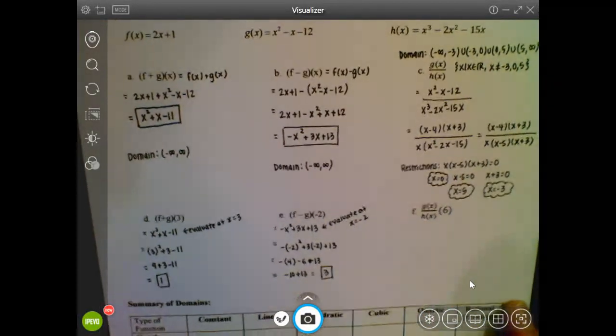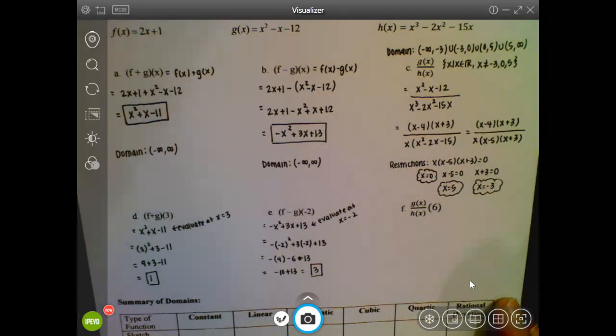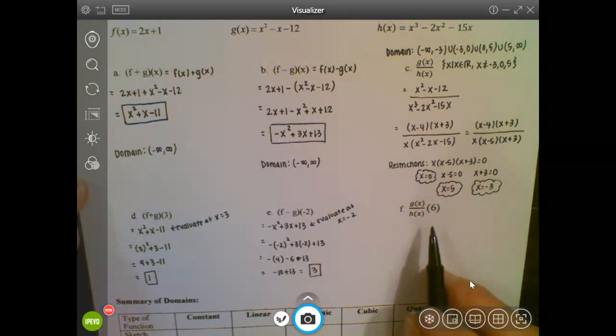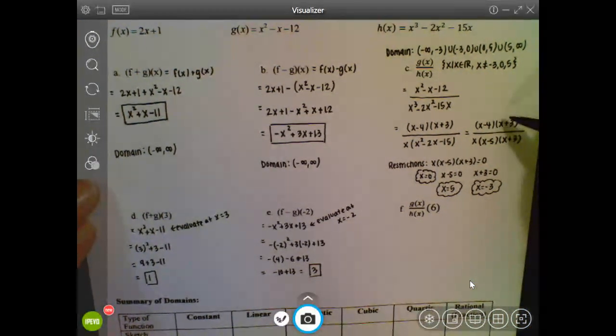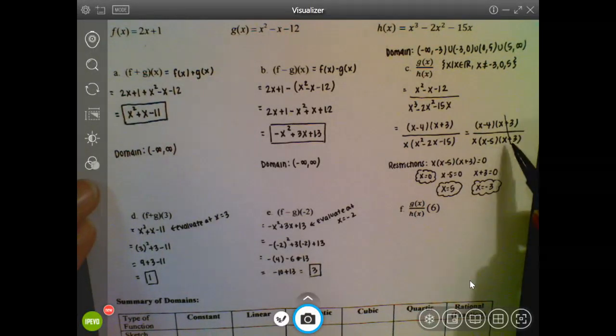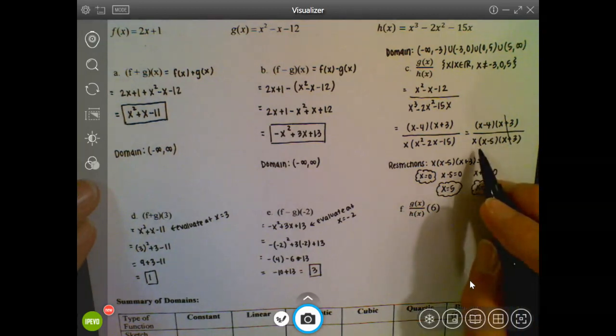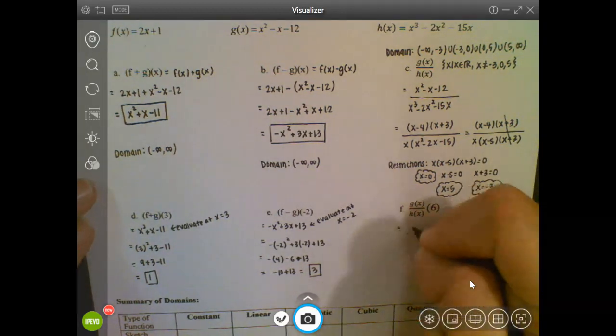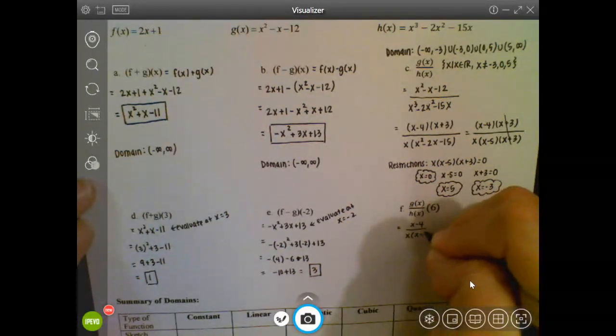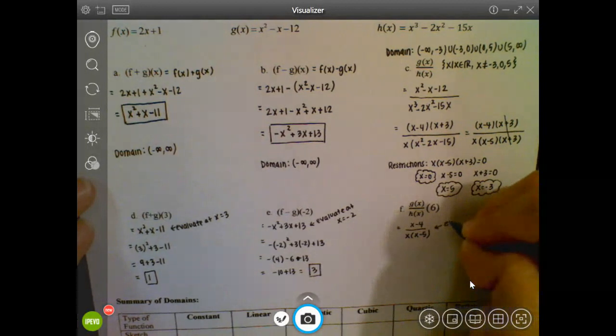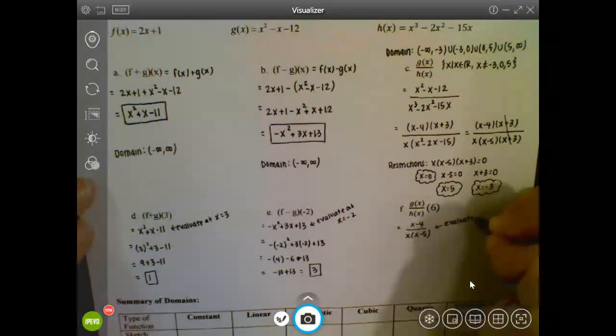And then lastly, we're looking for f, which is g of x divided by h of x evaluated at 6. Well, up here, again, we didn't finish simplifying our function. Our simplified function, when we get rid of the x plus 3 and the x plus 3, is actually just going to be x minus 4, and then in the denominator, x times x minus 5. And this we want to take and we want to evaluate at 6.